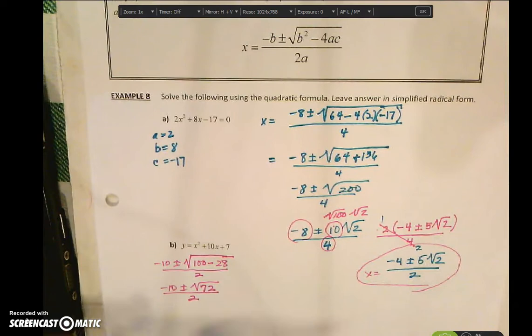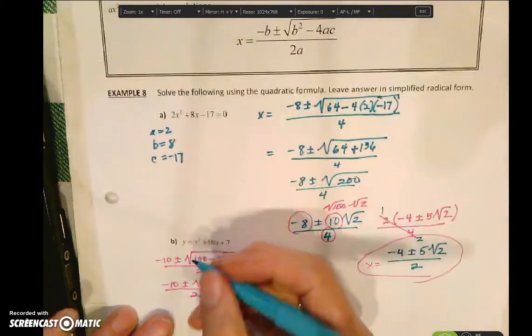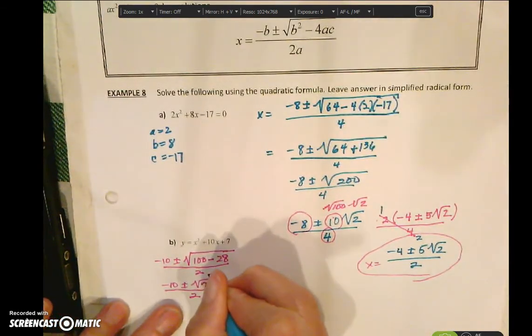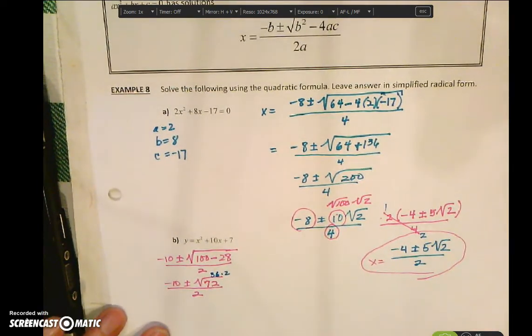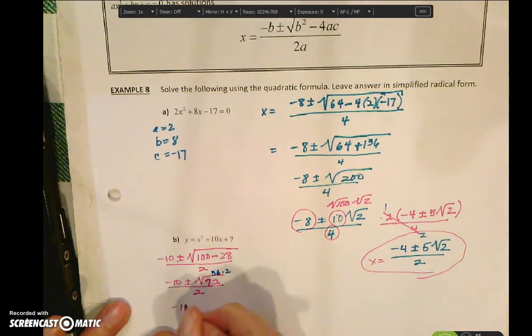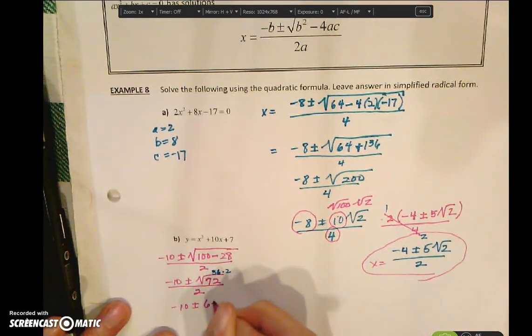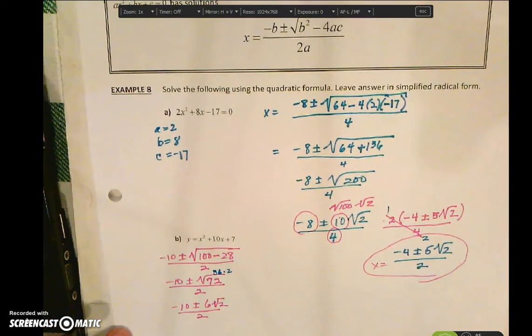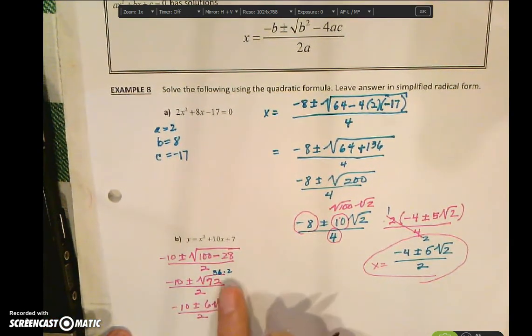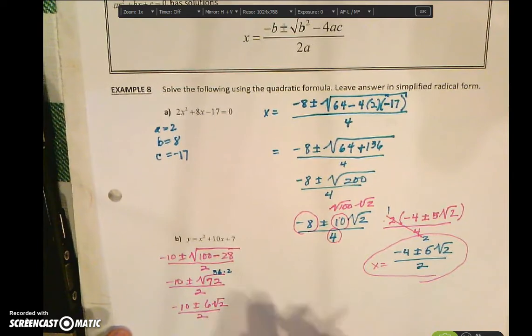72, we're going to simplify. The biggest perfect square that will go into it is 36, so it's going to be 36 and 2. So I am going to have then negative 10 plus or minus 6 radical 2 over 2. So I simplified my radical 72 to that.